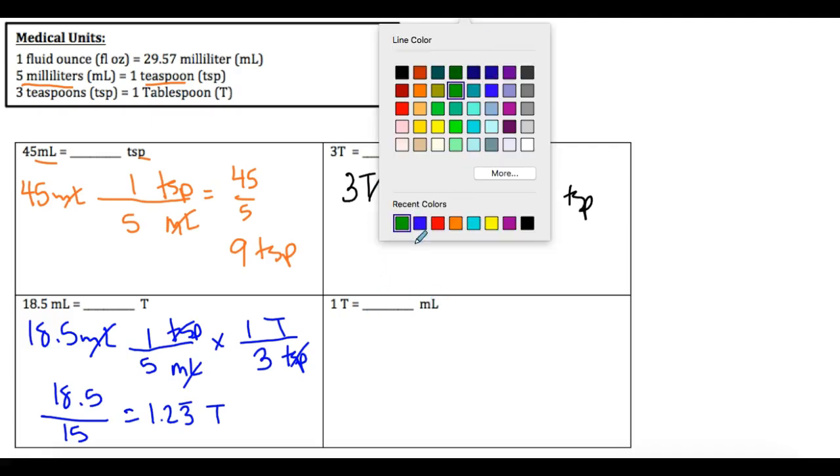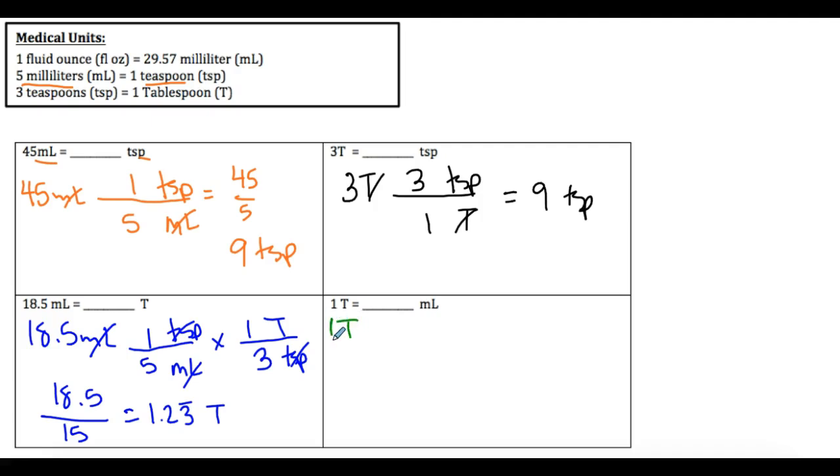Okay, last example here. 1 tablespoon. We want to go to milliliters, so we're actually going backwards. So I need to put my tablespoon, and tablespoons goes to teaspoons according to what we have up there. And then I know that 1 teaspoon would go to milliliters. So I can see my teaspoons and my tablespoons cancel out. 1 tablespoon is 3 teaspoons, and then 1 teaspoon is 5 milliliters. So 1 times 3 times 5 is 15 over 1, or 15 milliliters.